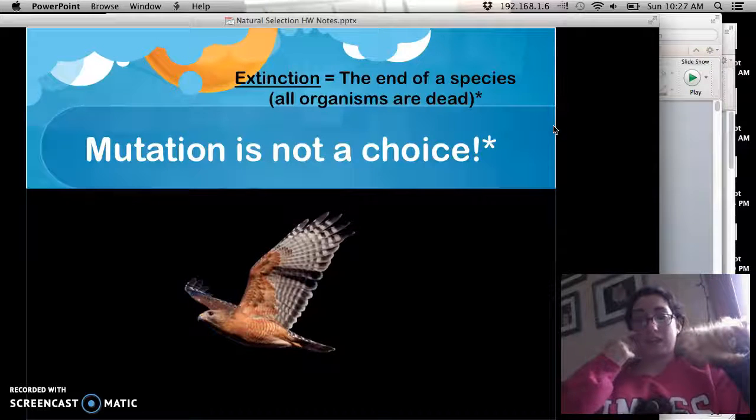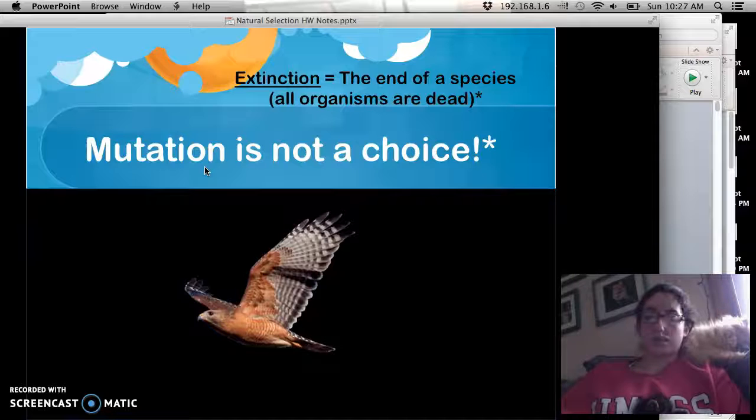So this can happen, right? If there were no variation, they were just all white, and the earth became dark, and the predators took advantage of that white coloration, the animals would die because they couldn't choose to suddenly become dark. Mutation is not a choice.